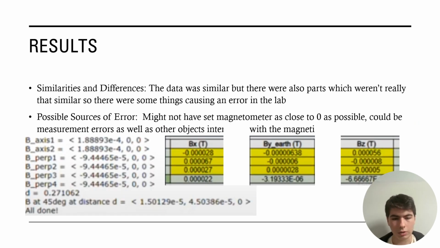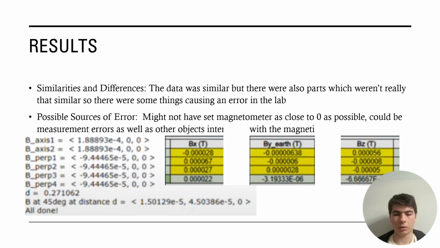But the results, there were some similarities between our data, but it wasn't too similar, so there were some things causing an error in the lab. And here in the bottom two photos, you can see on the left, the b-axis 1, b-axis 2, perp 1, perp 2, etc. That's the results we got from our coding, and these yellow boxes are the results we got from the data in real life. So there are some possible sources of error here, which are making them differ by something.